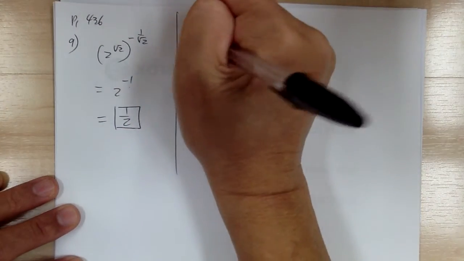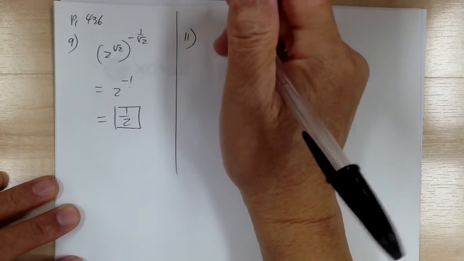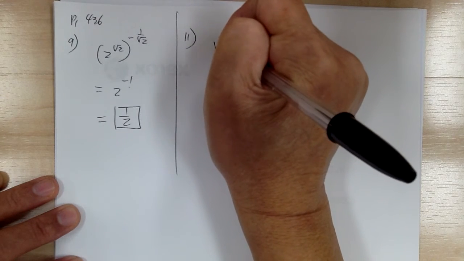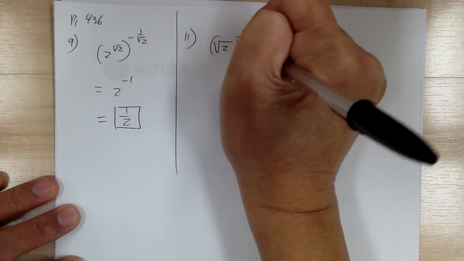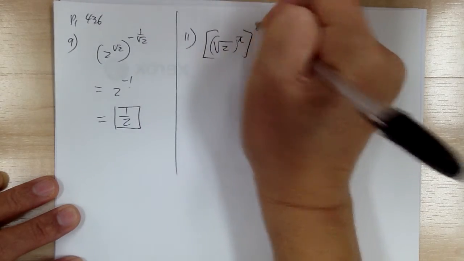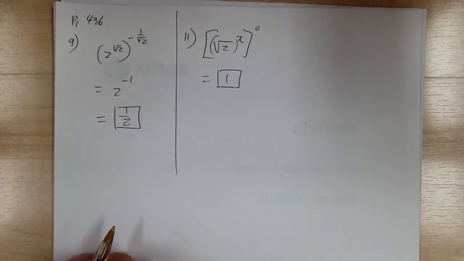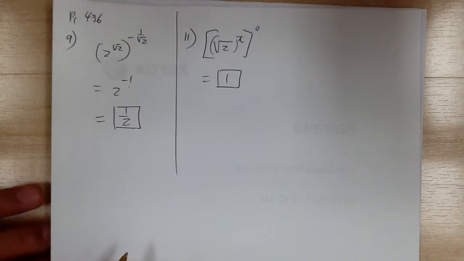Okay, let's go to 11. Well, number 11, when you have something to the 0 power, it's going to equal 1. Okay. So again, anything to the 0 power is just equal to 1. Okay, let's go to 13.